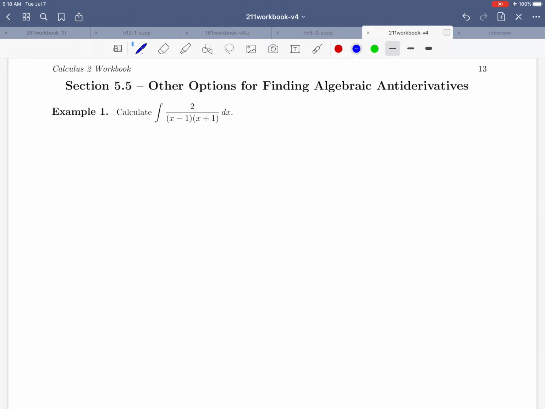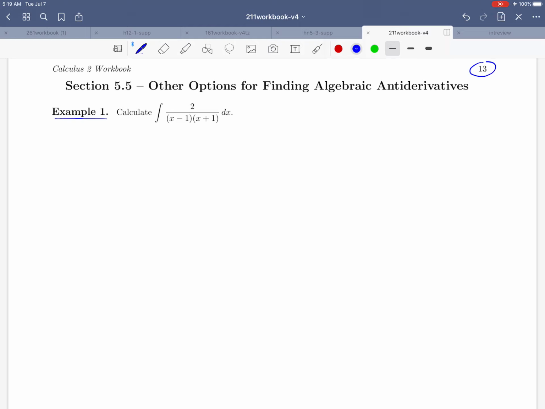Hello everybody, and welcome to the beginning of section 5.5. We're looking at page 13 of our workbook. We're going to start this section off by trying to calculate the integral of 2 over (x minus 1) times (x plus 1). To do this integral, we need a genuinely new integration technique called partial fractions.